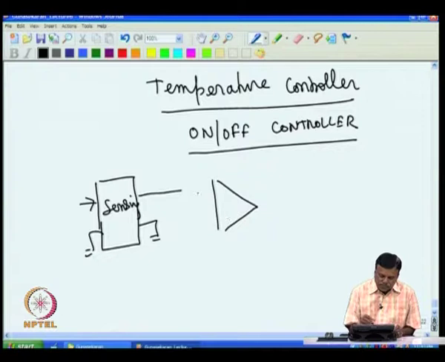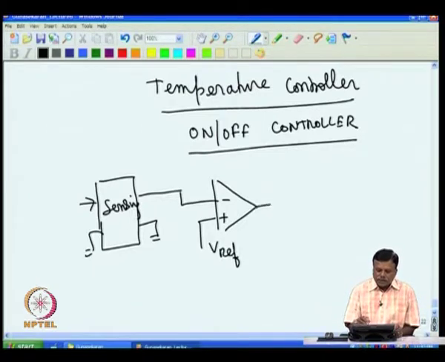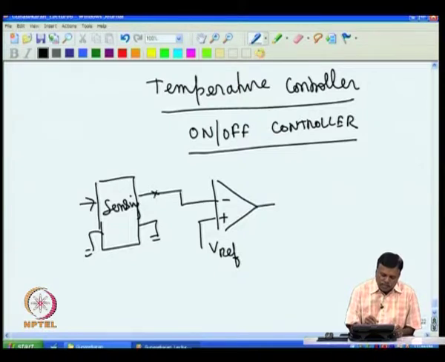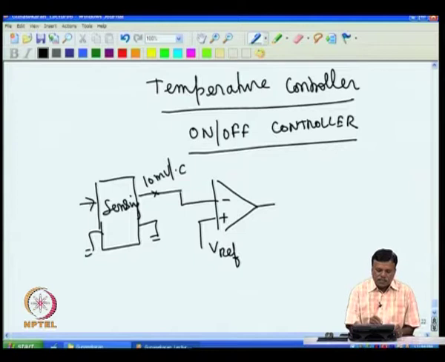The sensor voltage must be compared with the reference. So, we will have a comparator wherein the reference is given. If I want to stabilize at 70 degree, then I give a voltage corresponding to 70 degree. For example, I assume that I am getting 10 millivolt per degree C. That means if it is 70 degree, I will get 0.7 volt, then I give the reference also 0.7 volt.